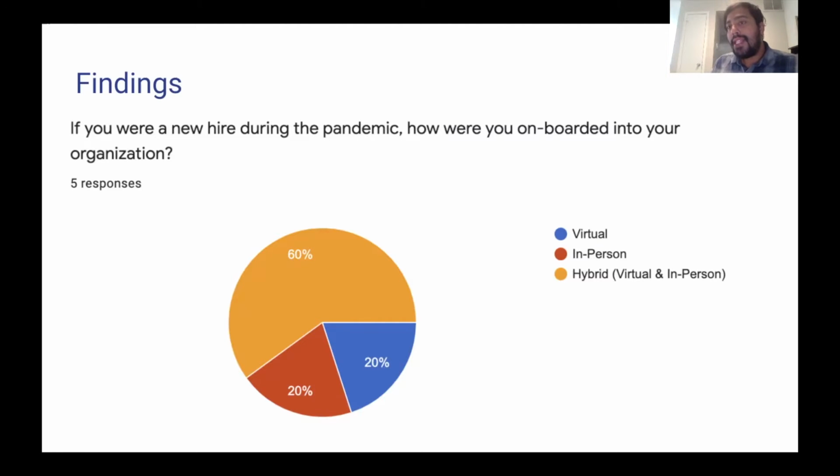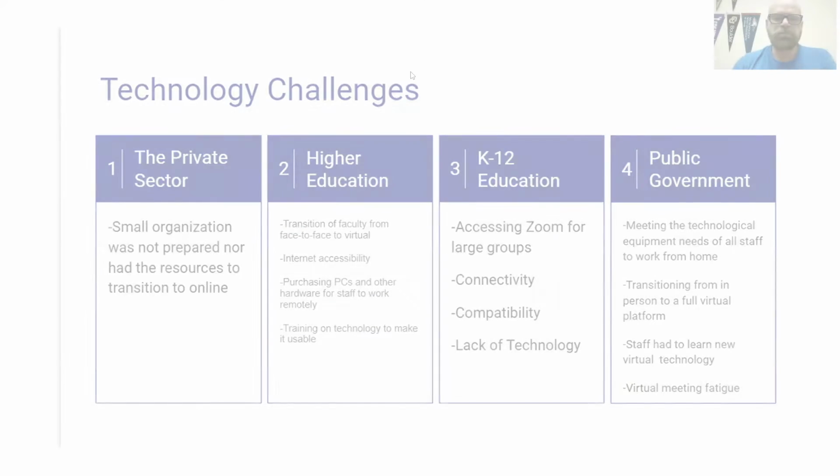So we were able to identify 5 themes across different sectors of education: higher education, K through 12 education, both public and private. And in the next portion of our presentation, we're going to discuss what those themes were.